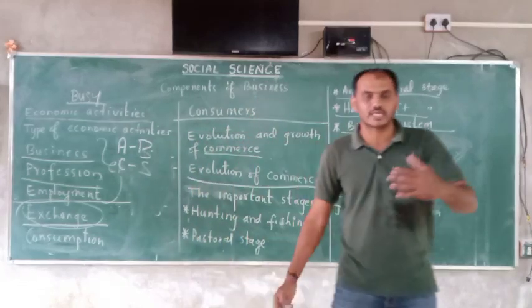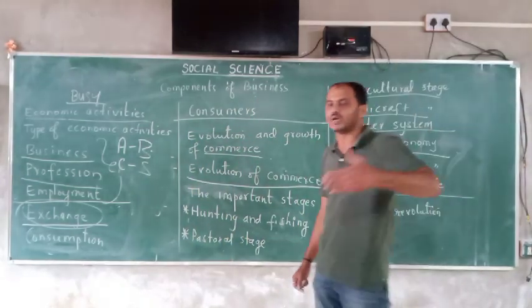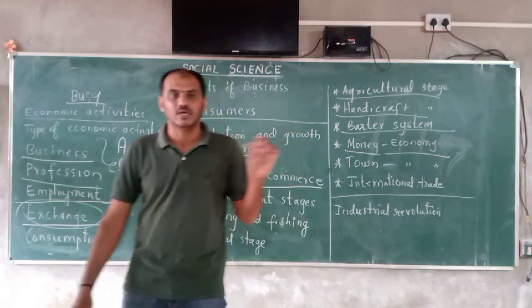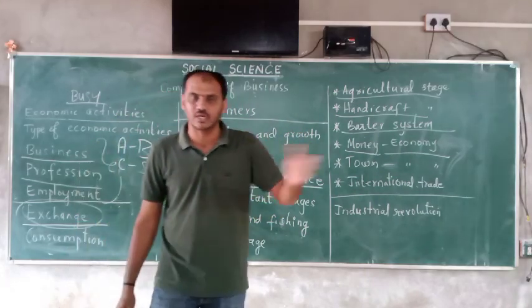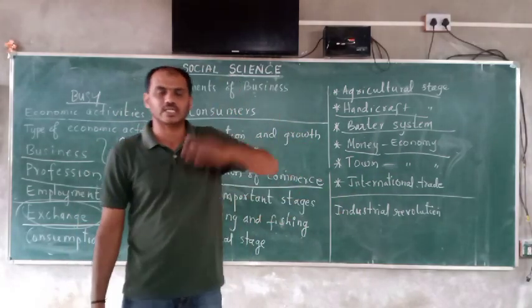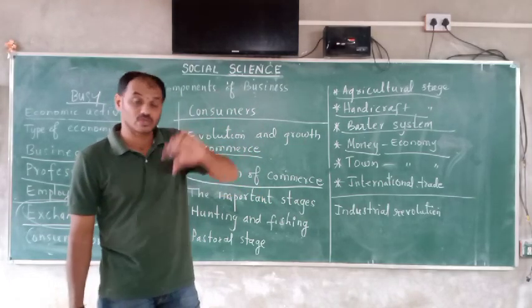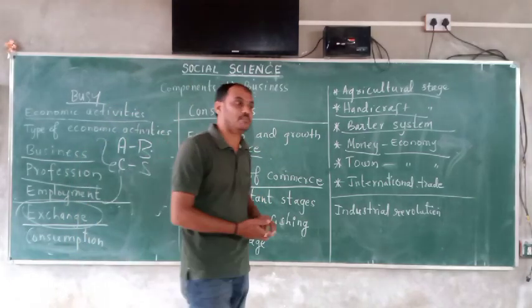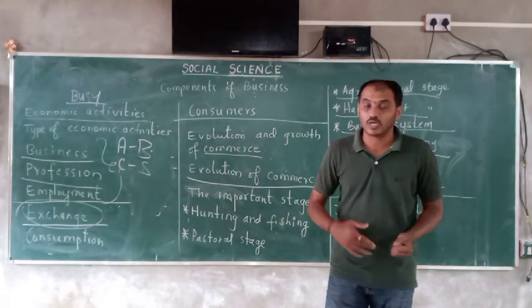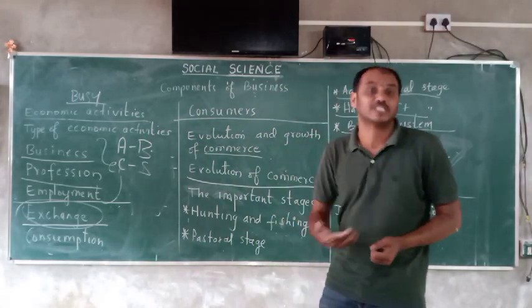Earlier, by studying about the dynasties or the kingdoms, we have seen they were using gold and silver coins as the medium of exchange. Slowly that changed, and then we came towards paper money. But today we are not using paper money also. We are using plastic money.